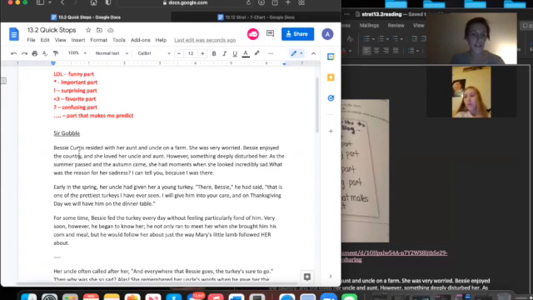Bessie Curtis resided with her aunt and uncle on a farm. She was very worried. I wonder why she was worried. I'm going to put a question mark there. Not that it's confusing, but I'm just wondering. Bessie enjoyed the country and she loved her uncle and aunt. However, something deeply disturbed her. That sounds like that could be important. Make that red.